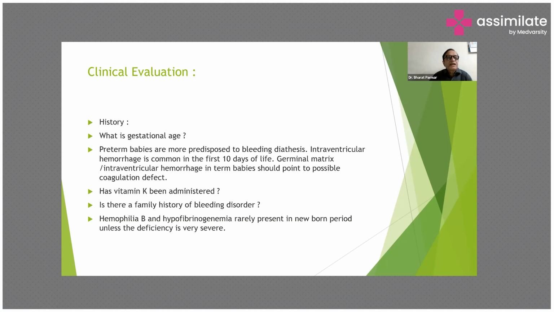Has vitamin K been given? Is there a family history of bleeding disorders? Hemophilia B and hypofibrinogenemia rarely present in the newborn period unless the deficiency is very severe.